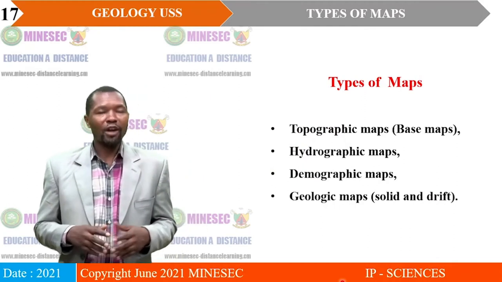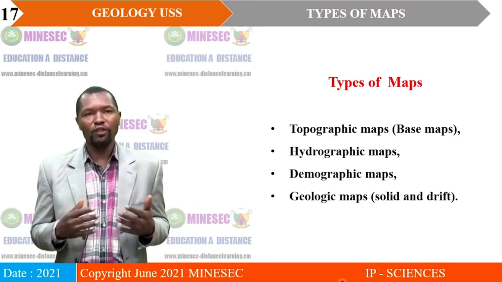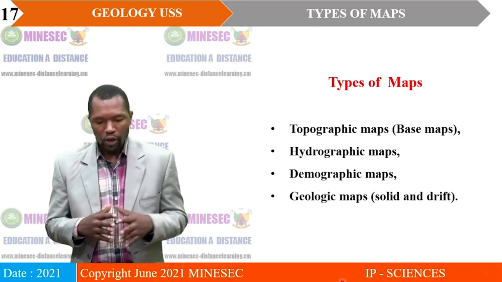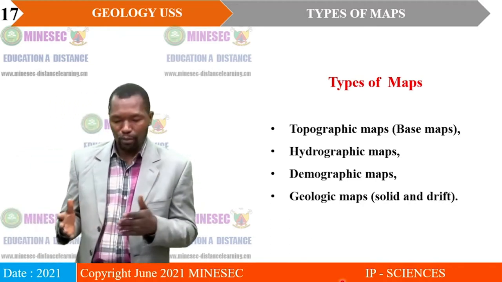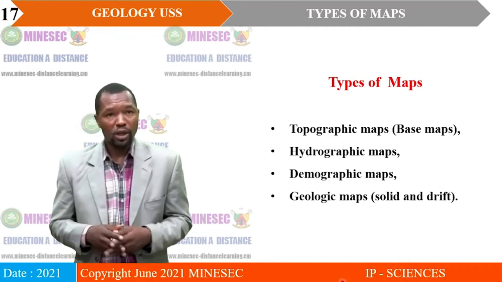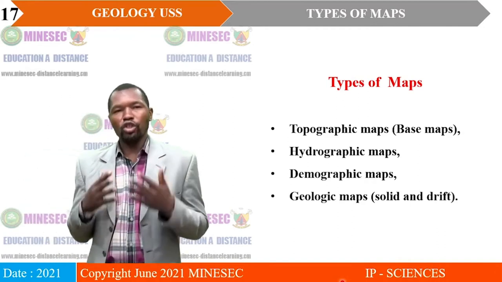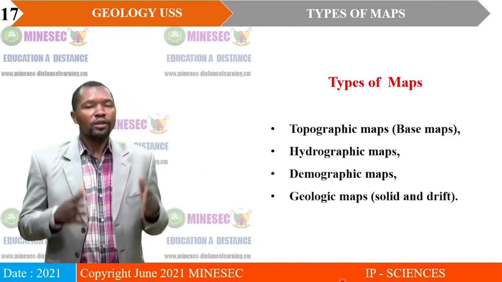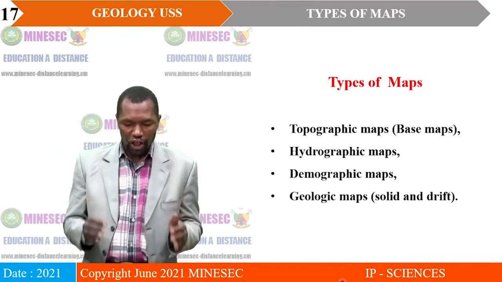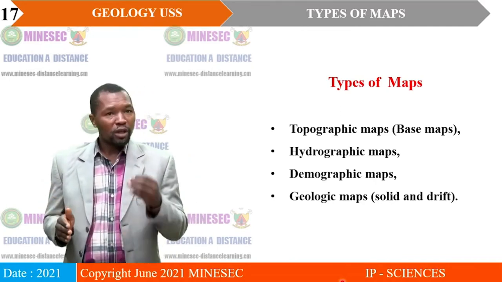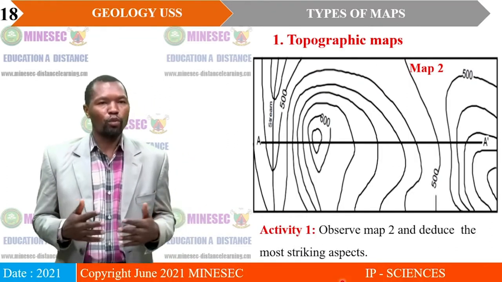Now, after having looked at cartography and a map, we now proceed to look at the different types of maps. We have four main types of maps. That is topographic maps, also called base maps, hydrographic maps, demographic maps, and geologic maps. Geologic maps are both solid and drift. We will proceed to look at each of these map types. We get the meaning and have a description of what it is supposed to be.